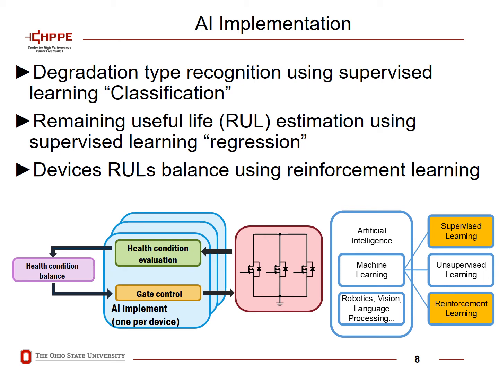And we plan to use classification, which is a type of supervised learning algorithm, to recognize the type of device degradation. And second, we're going to use regression, which is also a type of supervised learning algorithm, to estimate the remaining useful life of individual chips. And last, we plan to use reinforcement learning algorithms for device control, so we can have balanced remaining useful life for individual chips. And I'll go through the details for each of the 3.